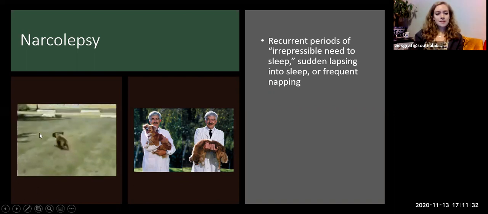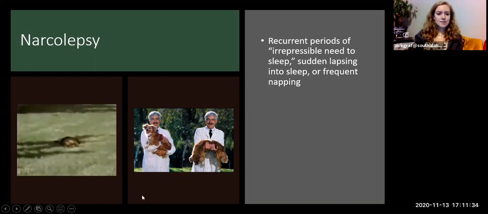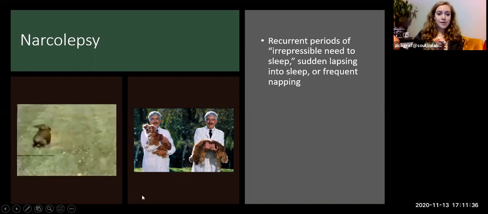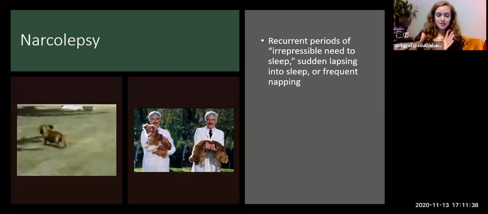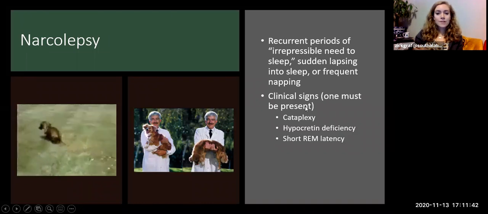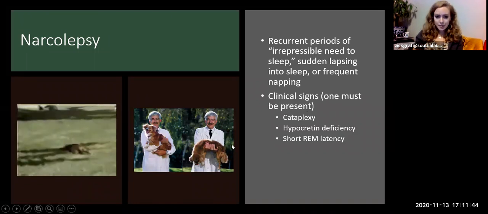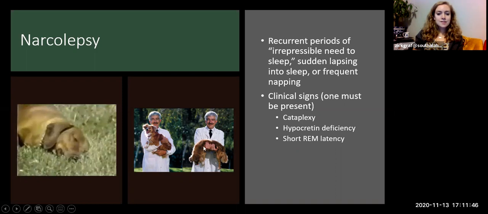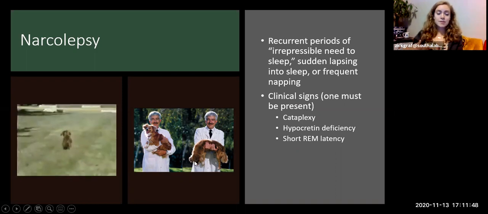So this dog is demonstrating a sleep attack where it's awake and alert and actually highly aroused. And then all of a sudden, bam, it's just asleep. This dog is demonstrating one of the clinical signs of narcolepsy, cataplexy, where it's awake and alert, but its muscles are paralyzed.